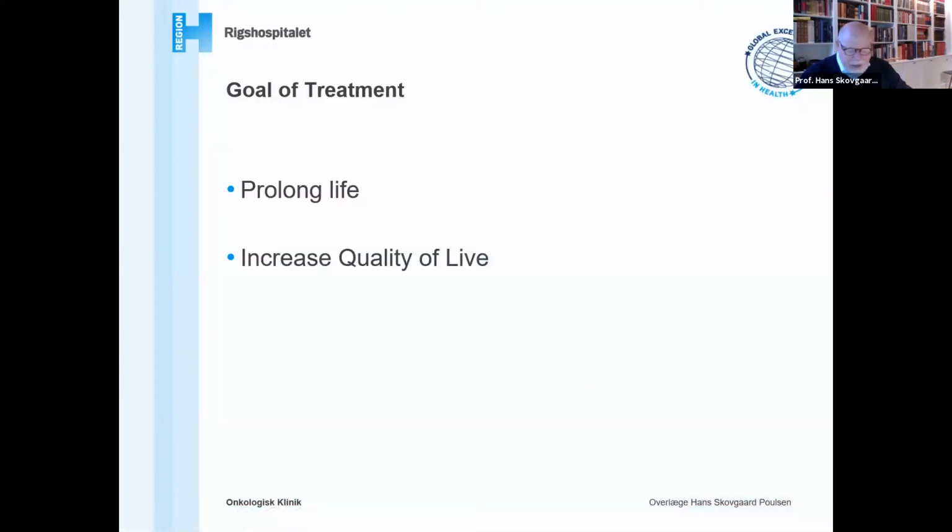Our goal of our treatment is a very simple one, but not an easy one. It's to prolong life, and in addition to that, to increase quality of life. We have been much better in recent years to increase quality of life. But as I will show you, in some areas we have also been able to prolong life. So there are some successes that I will talk about.